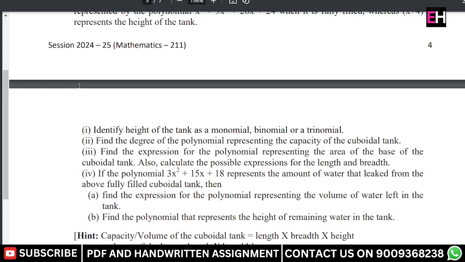And the fourth one: a polynomial will represent the amount of water that leaks from the above fully filled cuboidal tank. Then find the expression for the polynomial representing the volume of the water left in the tank and find the polynomial that represents the height of the remaining water in the tank. So these are the questions of the assignments.